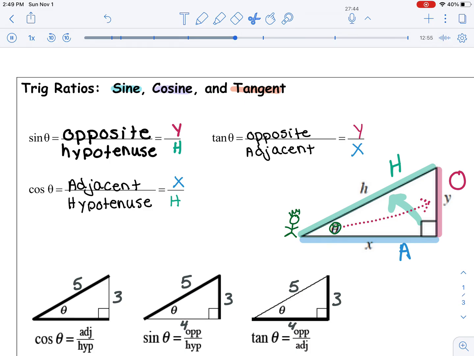So I'm going to pause, make sure you have this written down, and replay anything you need to before going on to the next video.